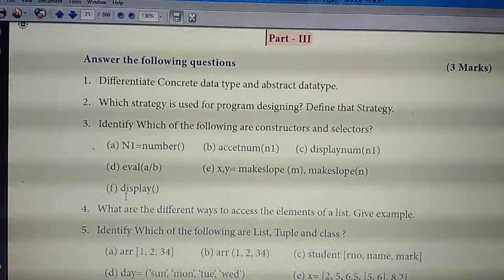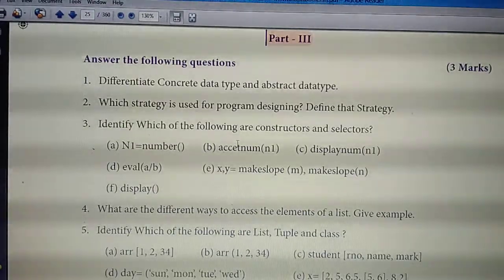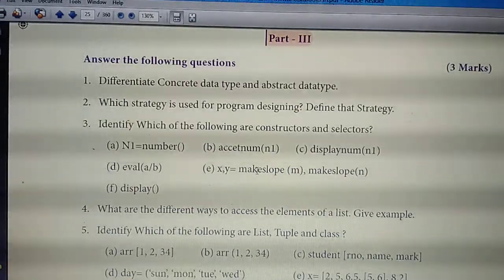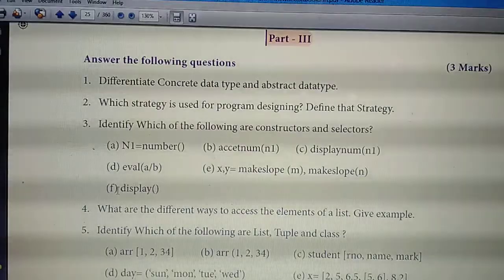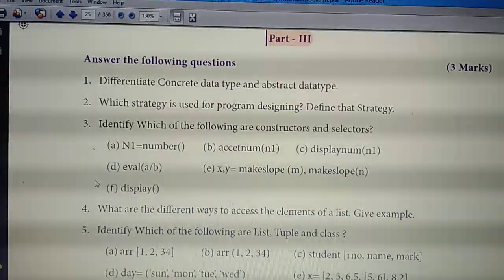Once again I am telling: answer A is constructor. Answer B is selector. Answer C is selector. D is selector. E is constructor. F is selector. Okay, have you all written? Yes.